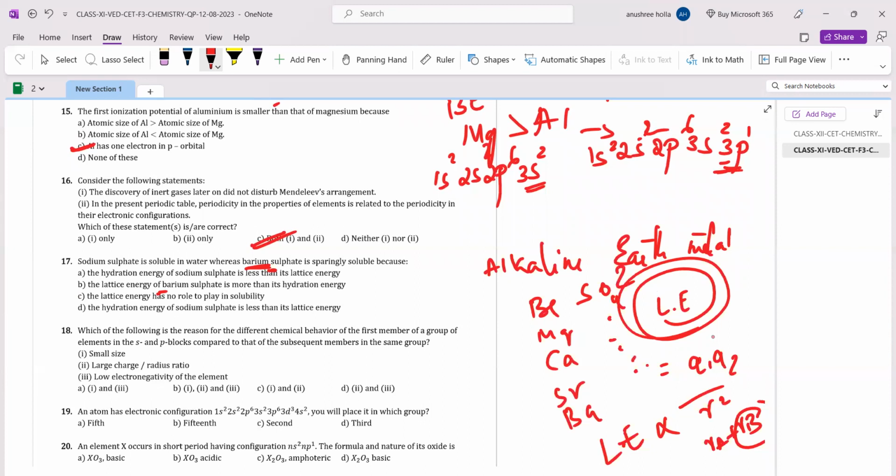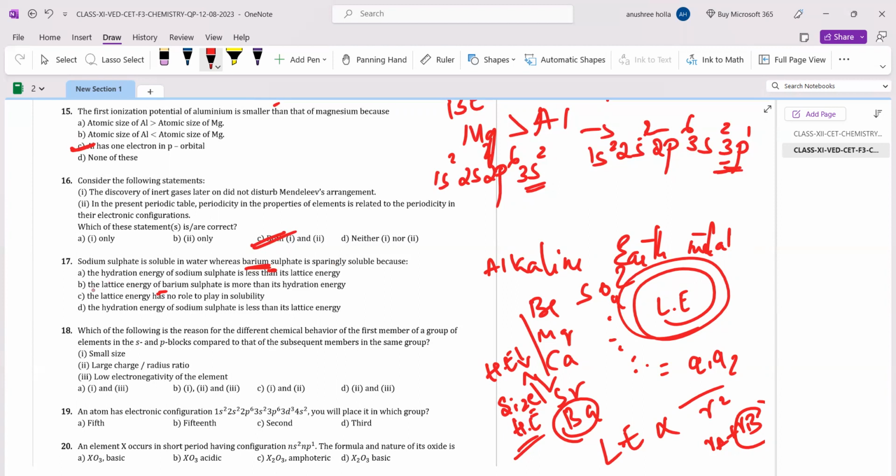We can only observe the changes in the hydration energy. And we know that when we move down the group, the size increases. As the size of these cations increases, the hydration energy decreases, right? They are inversely proportional to each other. So if you move down to barium, the size is very big and the hydration energy is very small. So that's why it cannot be soluble in water, right?